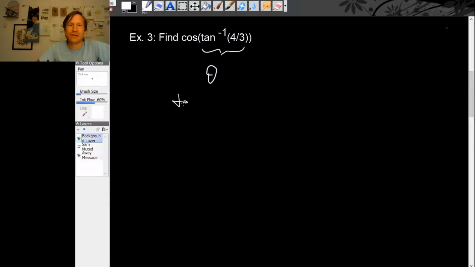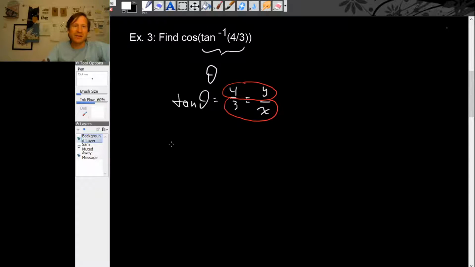So then this means that tangent of theta is 4/3, but tangent is y over x. So this seems to be suggesting that we should draw a most important diagram where y is 4 and x is 3.